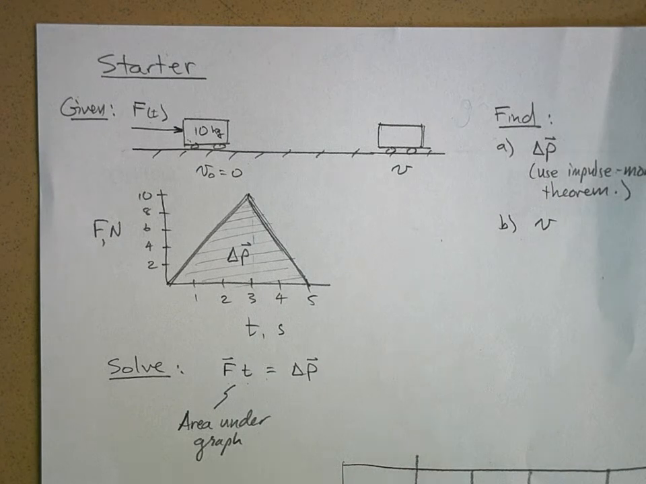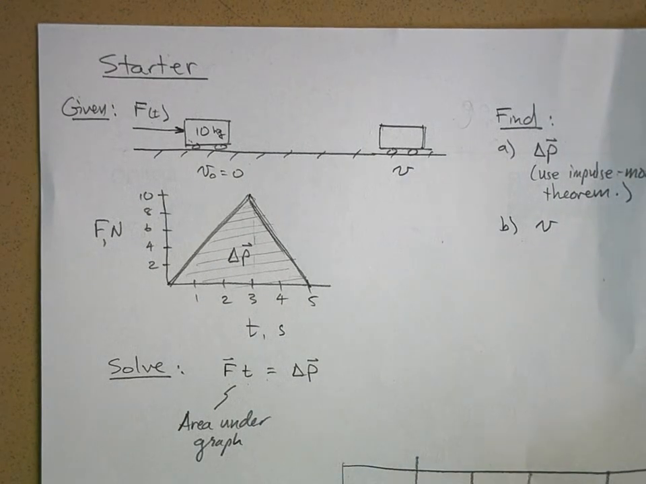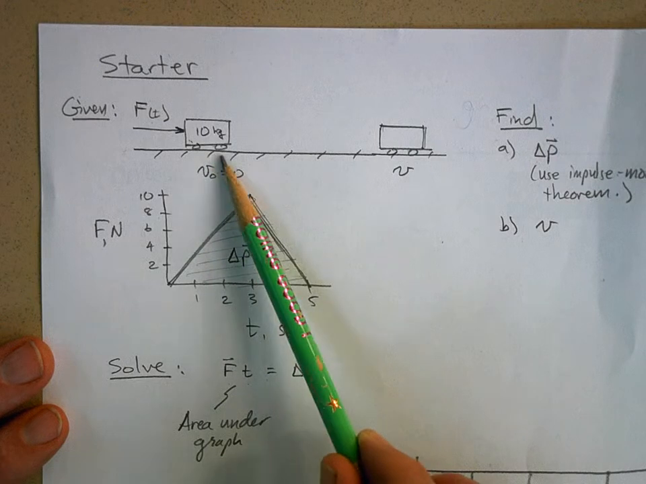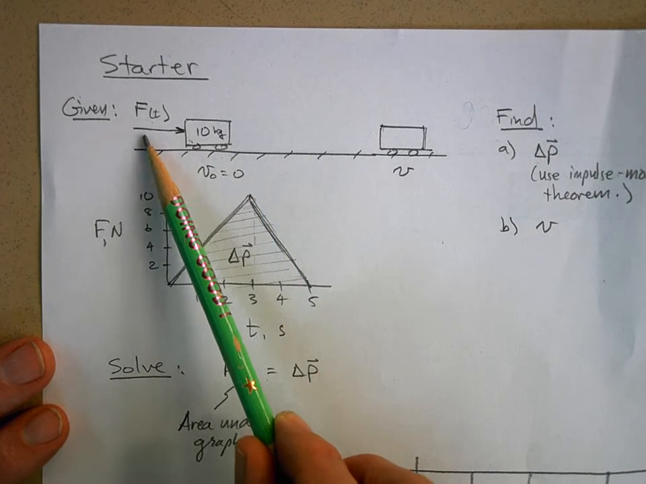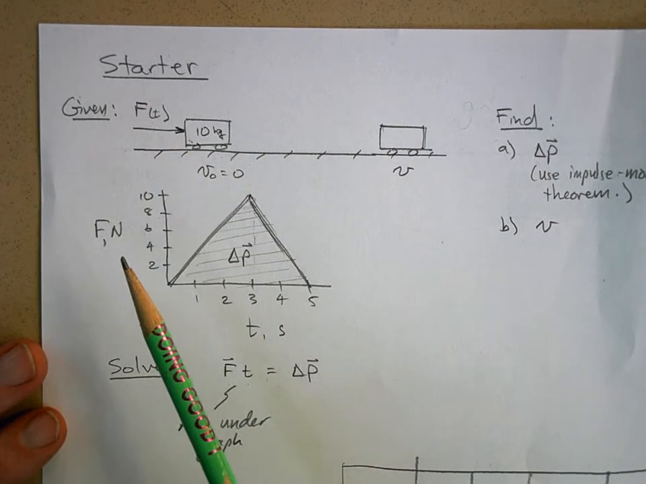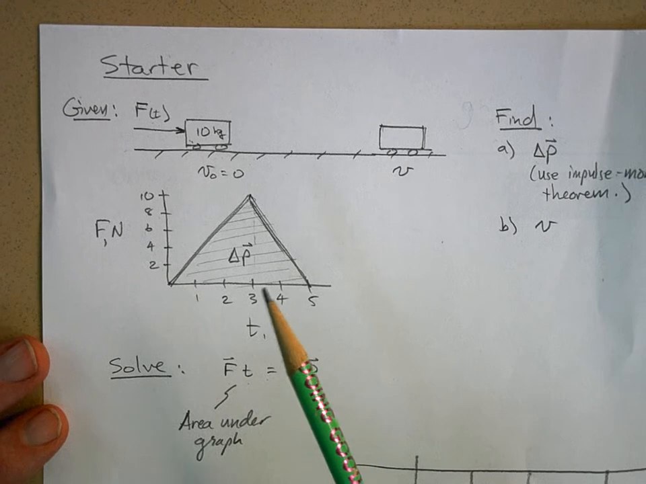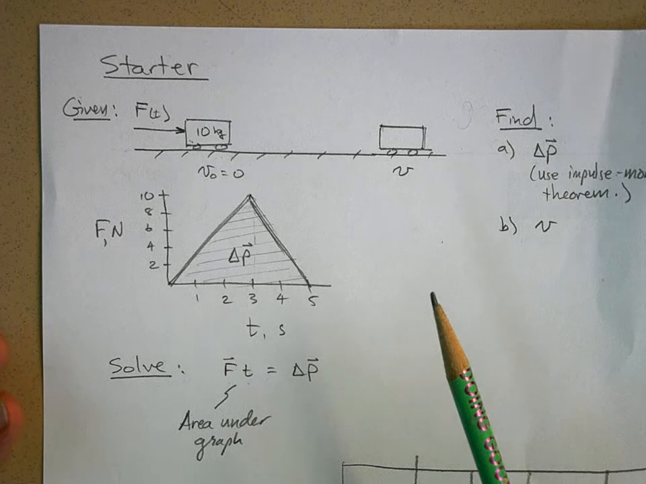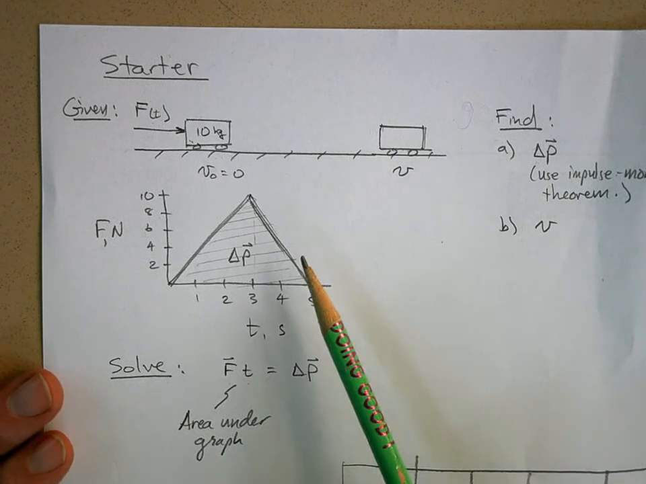Here's a problem where all the stuff we did before with constant acceleration won't work. Here's what's given. We have a 10 kilogram car on wheels, so there's no friction or anything. But our force is now a function of time. The force changes with time, and that means that the acceleration will change with time. So we need another technique to figure out and answer these questions.